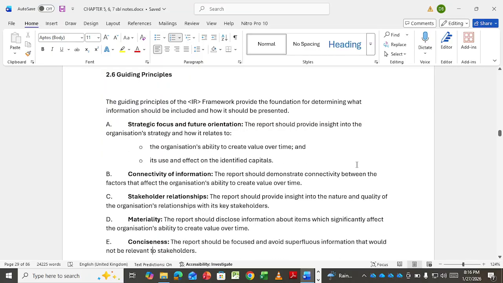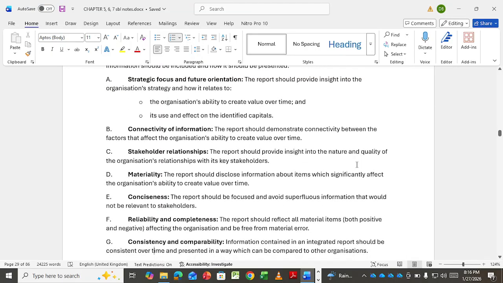You could also prepare showing the materiality of what you're trying to present. So under materiality, you're showing what significantly affects the organization's ability. What things are you doing? What information are you having? What items are you putting in place so that the organization is working on value creation, or what it is going to do to create more value in the near future.